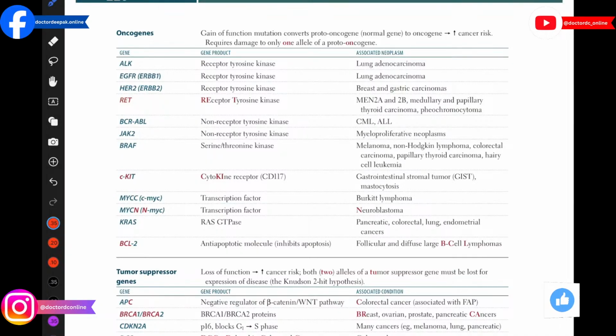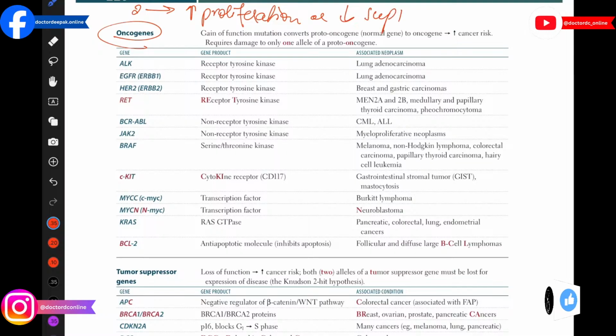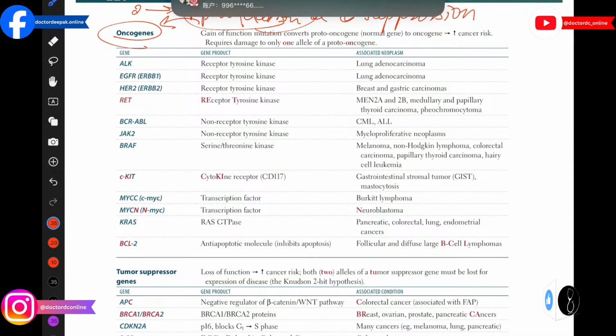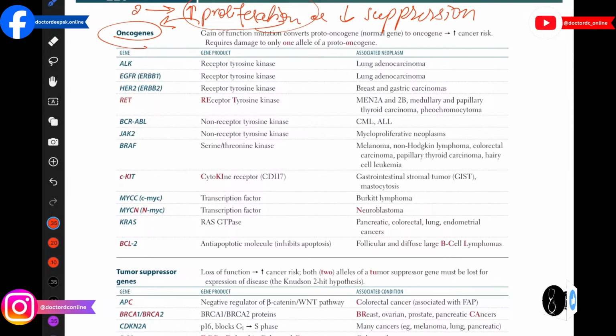Now we are going to start oncogenes. Before oncogenes, I have to tell you two main ways for cancer to arise: increase in proliferation, but decrease in suppression. Oncogenes are totally related to this component. Oncogenes increase the proliferation of cells, and gain-of-function mutations convert proto-oncogenes to oncogenes, and these increase the cancer risk.